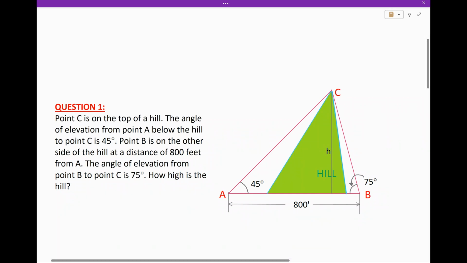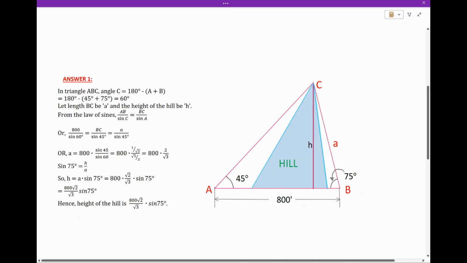Point C is on top of a hill. The angle of elevation from point A below the hill to point C is 45 degrees. Point B is on the other side of the hill at a distance of 800 feet from A. The angle of elevation from point B to point C is 75 degrees. How high is the hill?